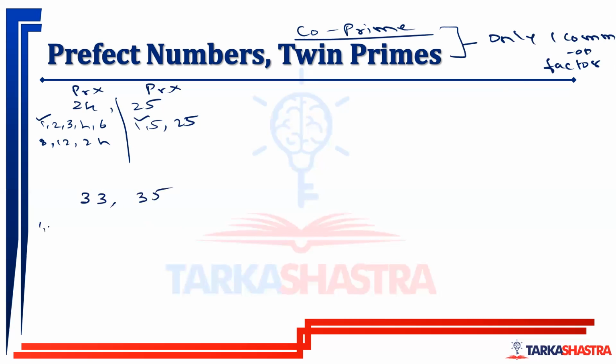Let us take one more example, 33 and 35. The factors of 33 are 1, 3, 11 and 33. The factors of 35 are 1, 5, 7 and 35. Both these numbers are not prime, both are composite. But even though they are composite, they are co-prime to each other because they have only one common factor, which is 1. So remember what co-prime numbers are, we will use them later in the preparation.